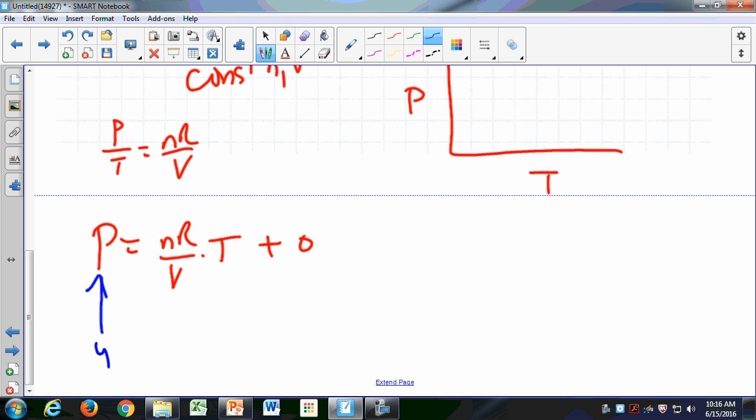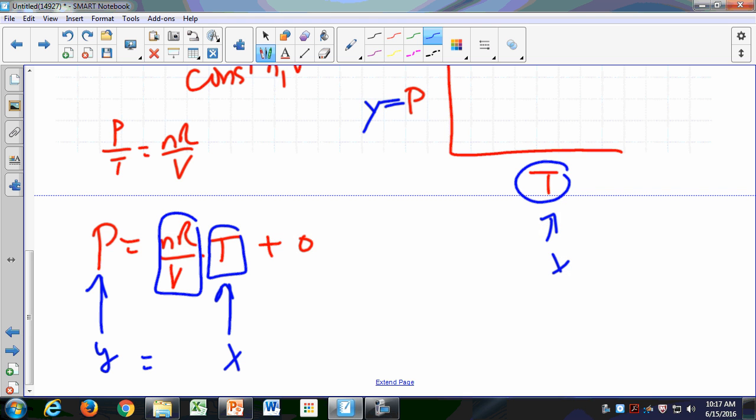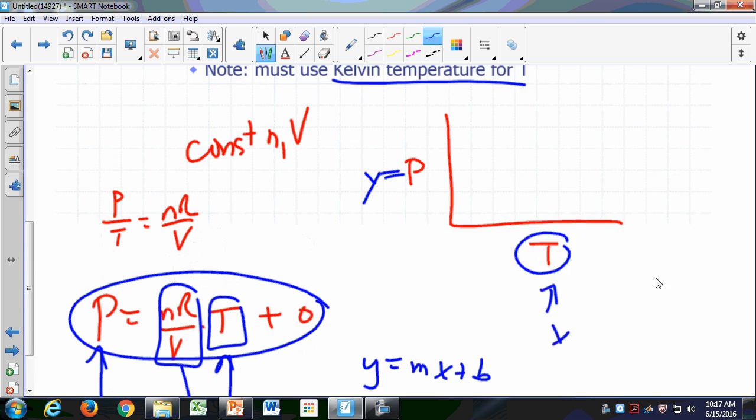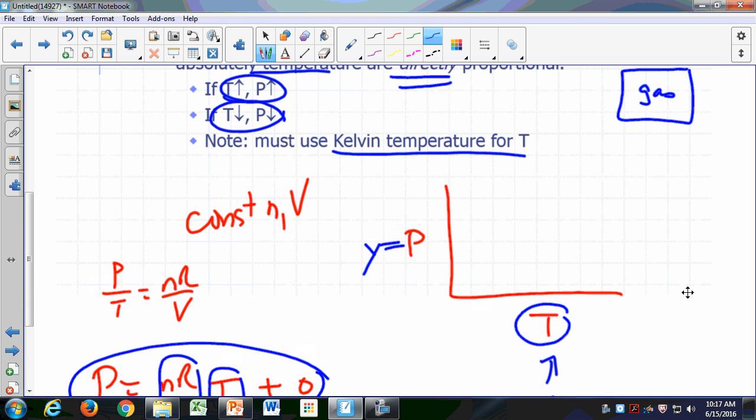I'm going to plot P on my y-axis, so this is my y. And I'm going to plot T on my x-axis, so this is my x. And nR over V is a constant, so that means y is equal to some constant, which we're going to call m. That would have to be the slope of your line, plus 0. So this equation is of the form y equals mx plus b. If I were to plot pressure versus temperature, anytime you're plotting two quantities that are directly proportional, you're going to get a straight line with an intercept of 0.